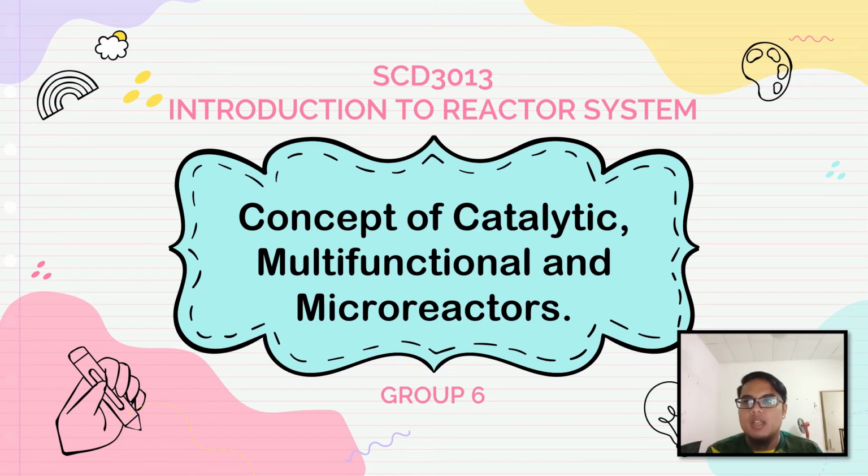Today in this subject, which is Introduction to Reactor System, my group, which is Group 6, represents a topic which is Concept of Catalytic, Multifunctional and Microreactors. My name is Muhammad Fawaz bin Mazlan and my metric number is 1192451.